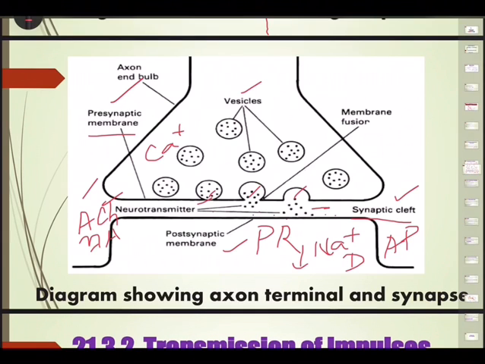So once you understand this, then we go to tomorrow's session, the central nervous system, and we will try to study and understand our own brain.